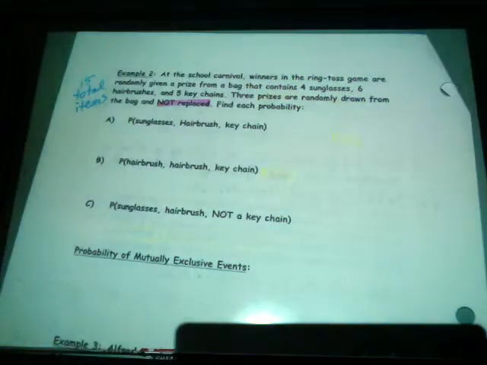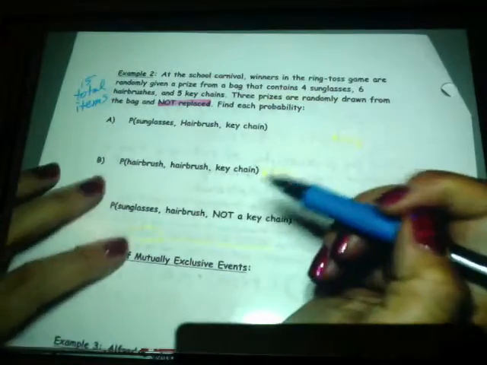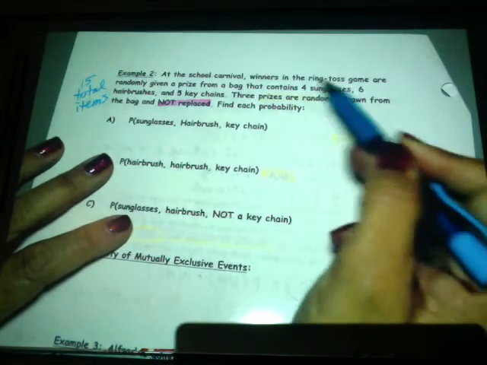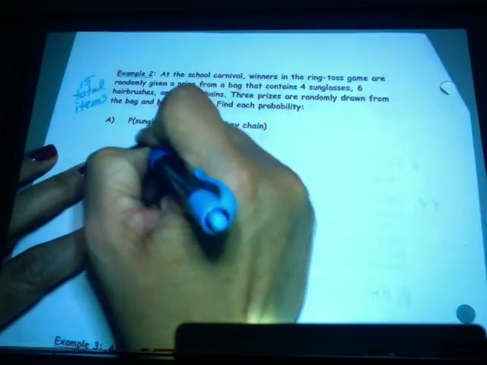It's important to note that we know how many items are in there. So what's the probability first that I'm going to draw out some sunglasses? There's 4 favorable sunglasses, right? Out of 15 total items in the bag. So I have 4 out of 15.